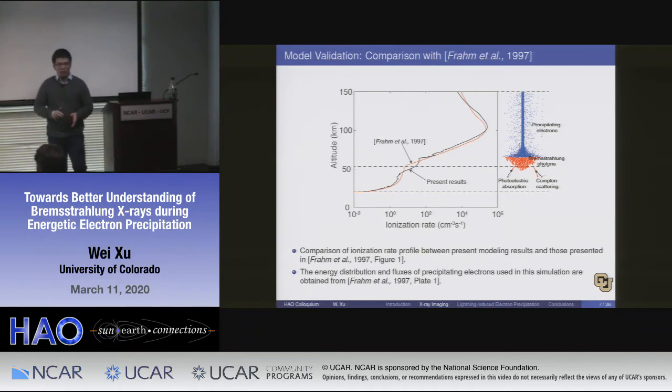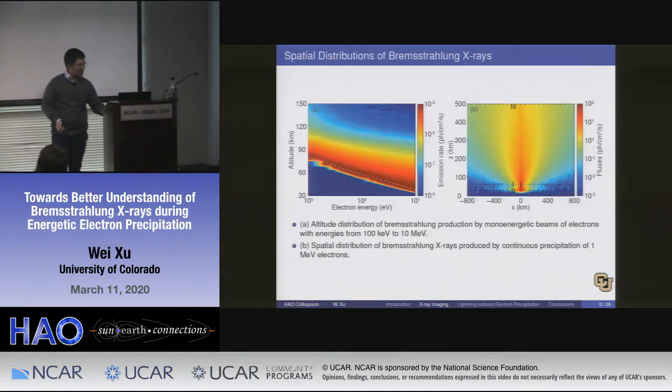We have also compared the simulation results with giant simulations. It's not shown here, but the results are pretty consistent. To better understand these Bremsstrahlung X-rays, we need to know first at which altitude they are produced, as well as how they are redistributed in the atmosphere.